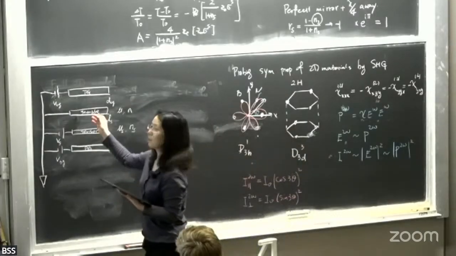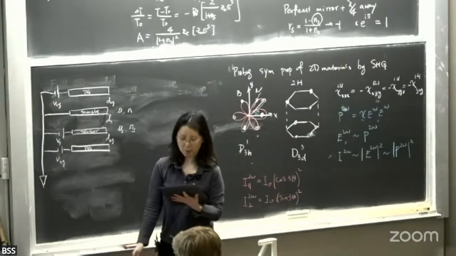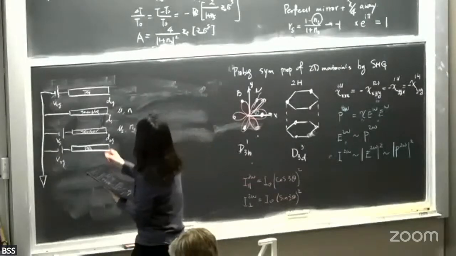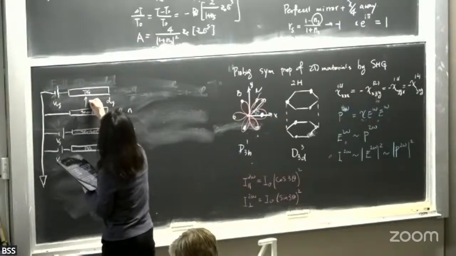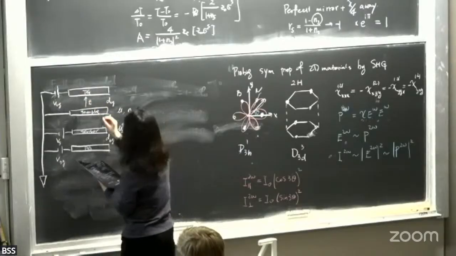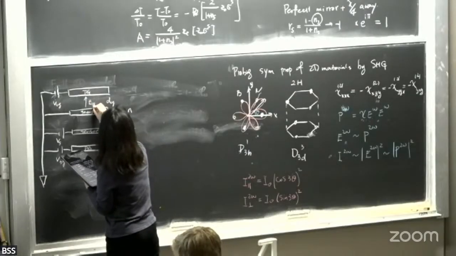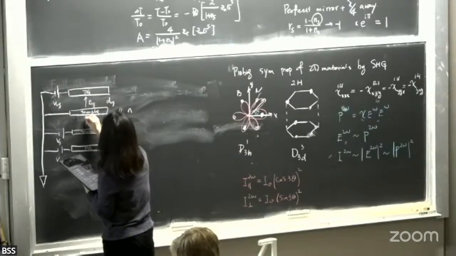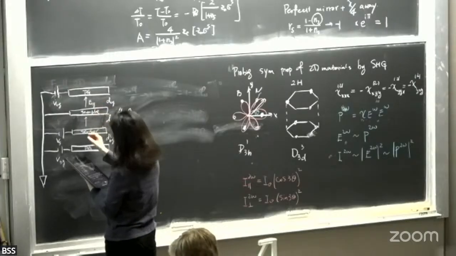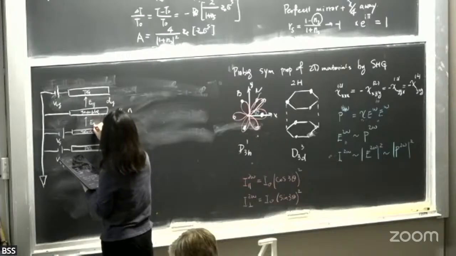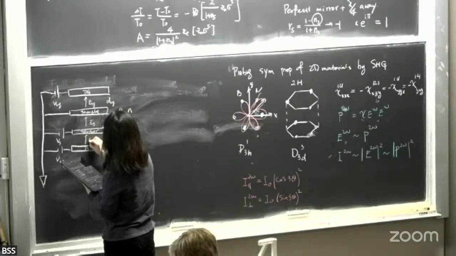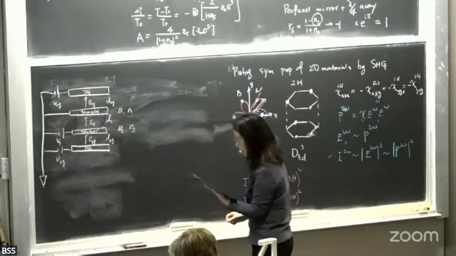And usually in between we put HBN, hexagonal boron nitride. So I can do the field in the capacitor. So this is a E top gate, ES, and then this is the bottom gate. Okay.